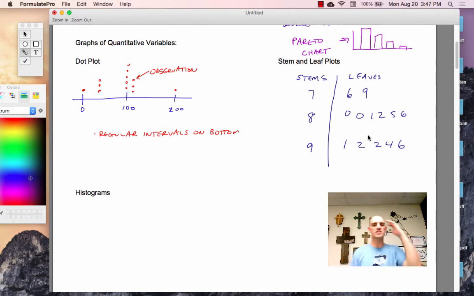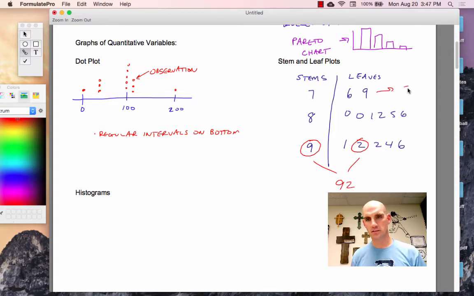The way that this works is it's a way to organize data to see how many values fall in each category. For example, I've got to have a key at the bottom. If I've got this 9 and this 2 together, that would be 92. Like this list over here is 76 and 79. Okay, our stem and leaf plot works like this. Typically, the leaf becomes the last number, or the last place value. And if you'll notice, my stems go from least to greatest.